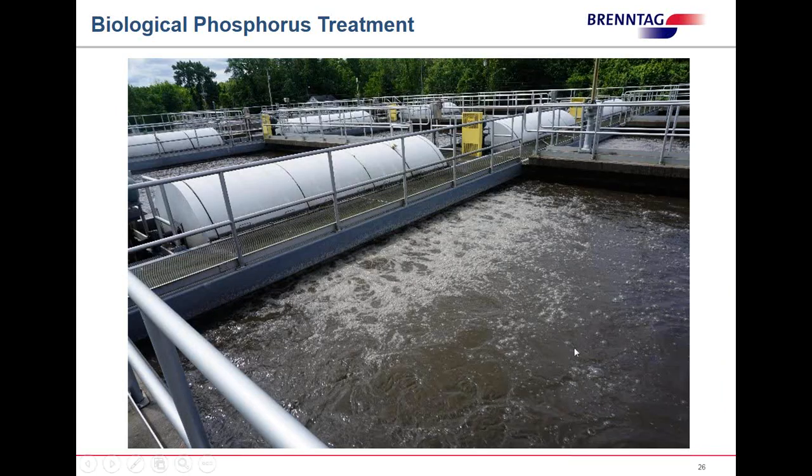So here's a picture of one process. This has many cells in it. I believe in this first stage they're aerating, and then as it moves on, there are different zones, anoxic zones, anaerobic zones, and so on.